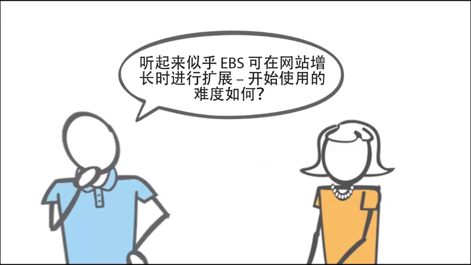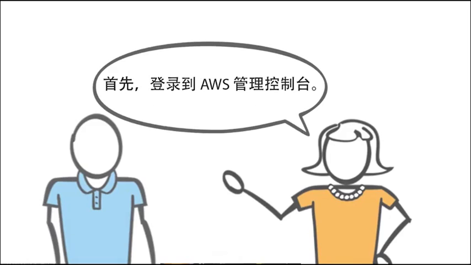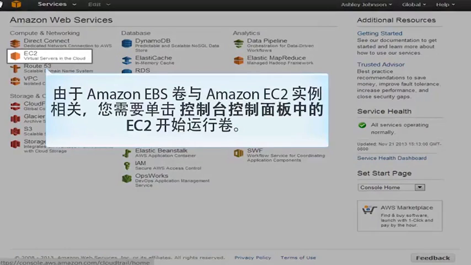Sounds like EBS will be able to scale as my site grows. How hard is it to start using? It's easy. Let me show you how to create an EBS volume and attach it to an already running EC2 instance. To get started, log into the AWS Management Console. Because Amazon EBS volumes are tied to Amazon EC2 instances, you will have to click on EC2 from the console dashboard to start working with them.